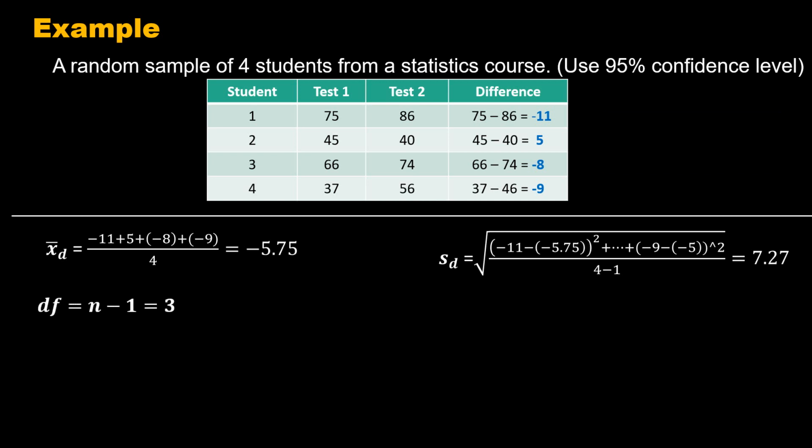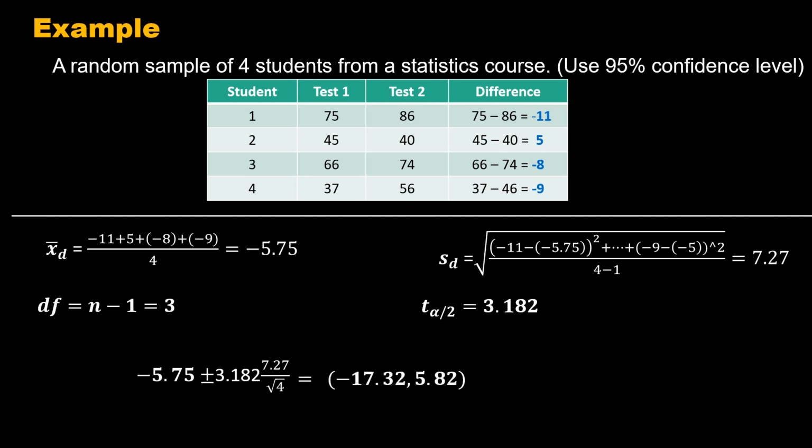Then we need degrees of freedom. Degrees of freedom is n minus 1. It is 3. Then we need to use the t-table. I explained in my previous video how to use the t-table. Therefore, I just give the answer: t alpha over 2, which is the critical value, is 3.182. Now we can plug these numbers into the confidence interval. So, it is negative 5.75 plus or minus 3.182 times 7.27 divided by square root of 4. So you can get negative 17.32, 5.82.